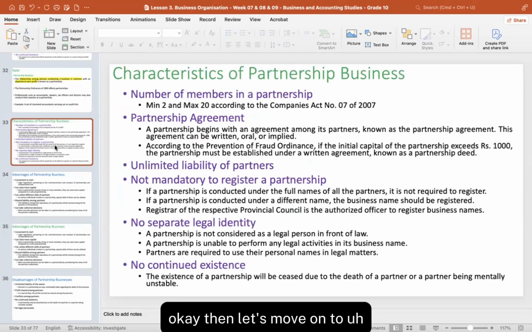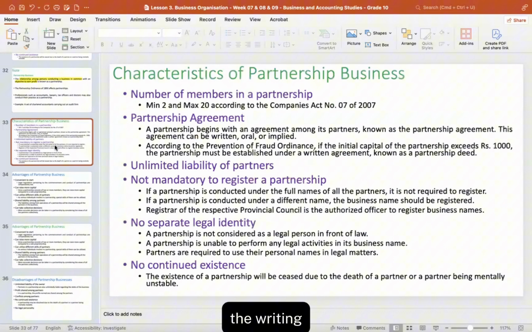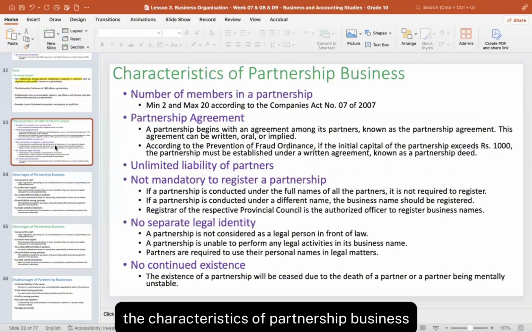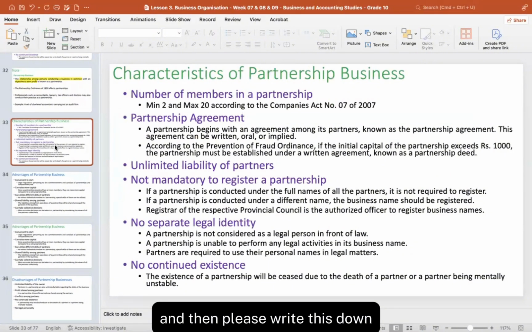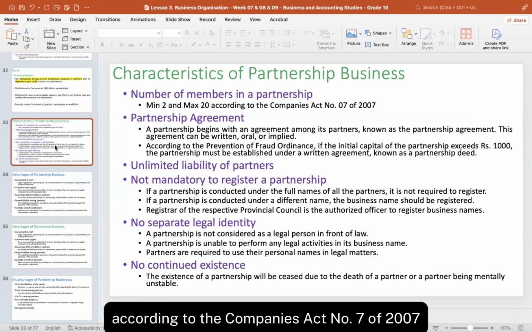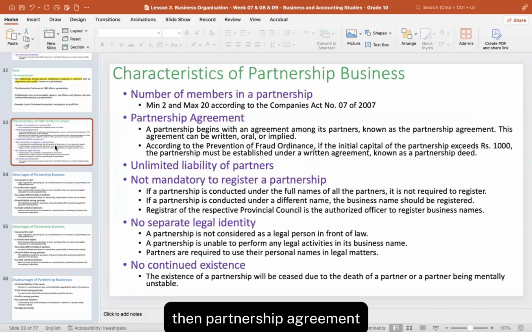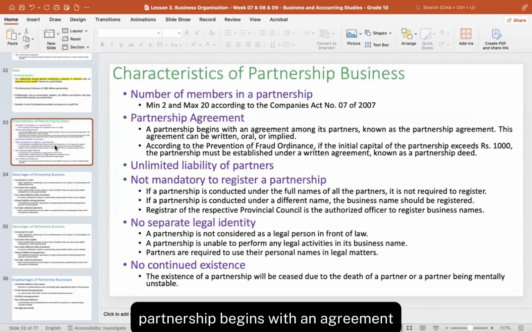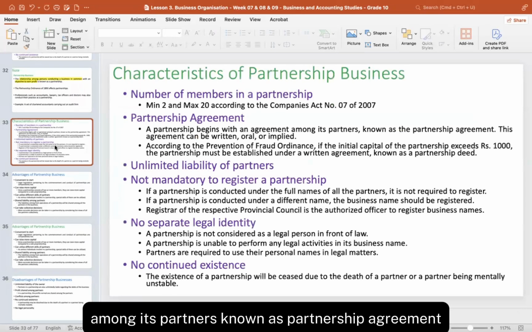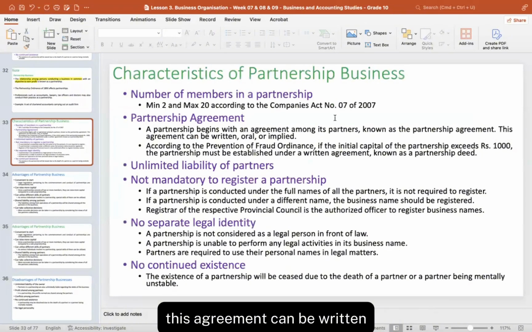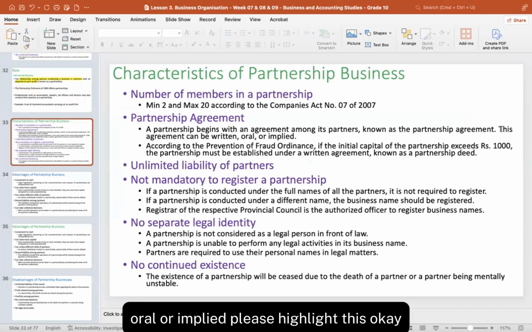Okay, then let's move on to writing the characteristics of partnership business. So I will read this out and then please write this down. Number of members in the partnership, minimum 2 and maximum 20 according to the Companies Act number 7 of 2007. Then partnership agreement. Partnership begins with an agreement among its partners known as partnership agreement. This agreement can be written, oral, or implied.